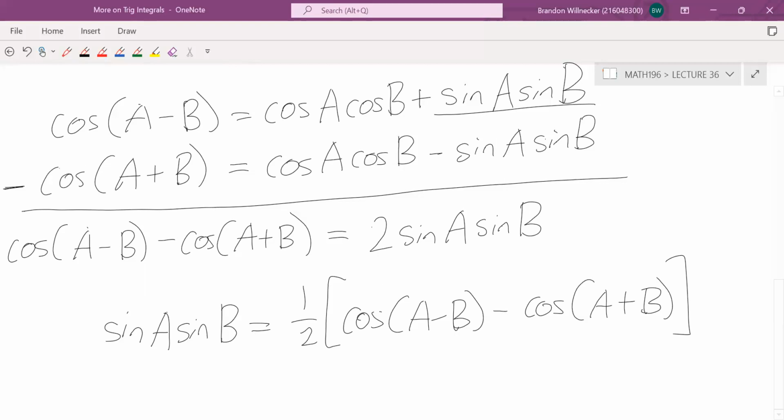So what we need to do now is the last one, which is when we have cos times cos.